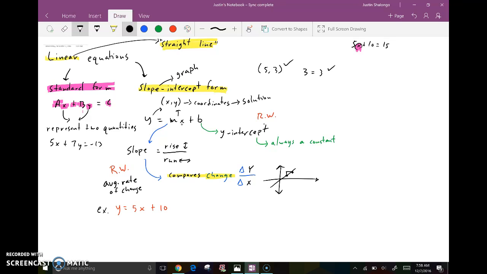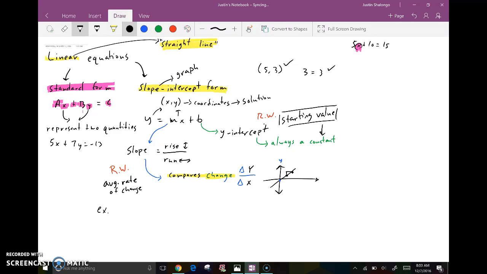The y-intercept. So the y-intercept is where our line, if we look at this little graph right here, crosses the y-axis. In the real world, the y-intercept is considered to be the start value or the starting value of the two quantities that you're comparing. So the starting value of your dependent quantity, obviously. So starting value, and this is always a constant.